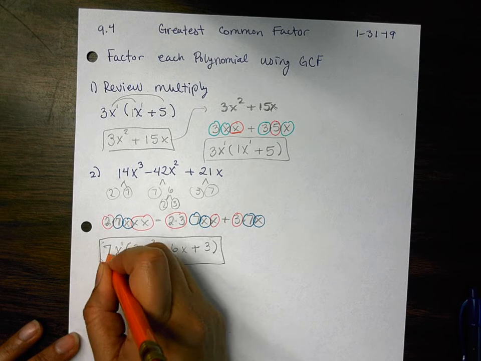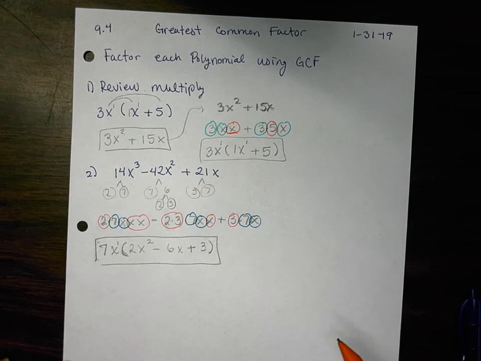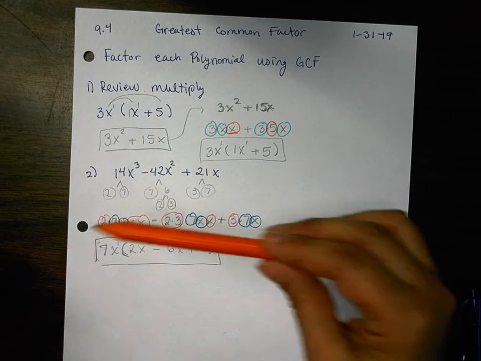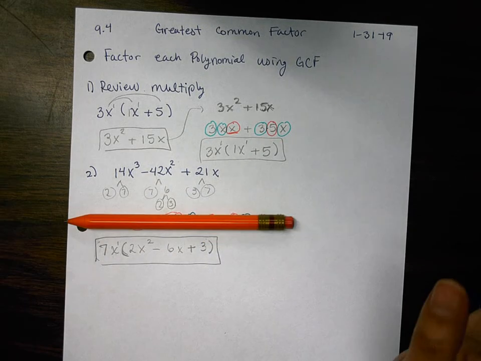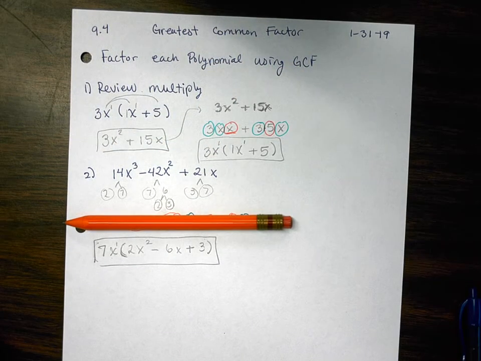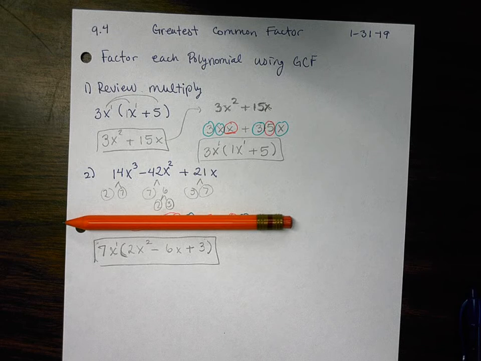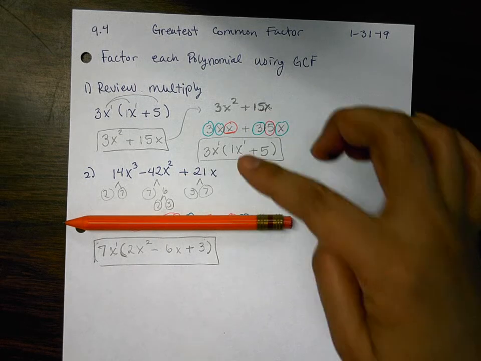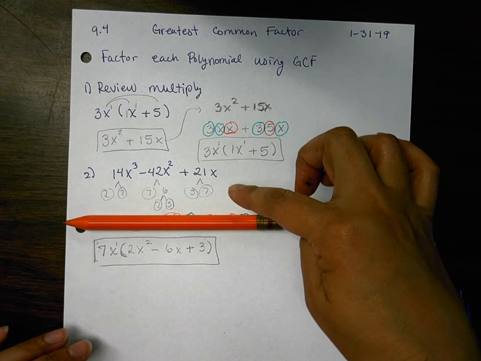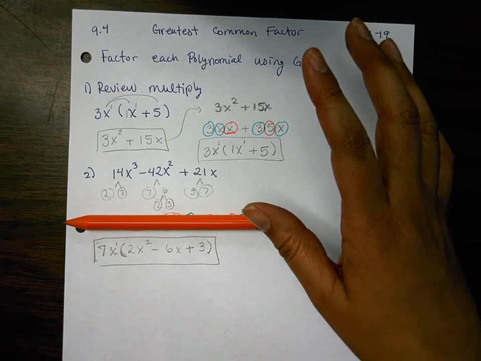Questions? Is that it? Okay, that's it for this problem, but I want to go over this shortcut, because how many of you can look at this and see 14, 42, 21 and know that 7's the greatest common factor? Okay, so if you can look at that and know that 7's the greatest common factor, do you have to do all the breaking down? No. That's only if you're stuck and you cannot figure it out.